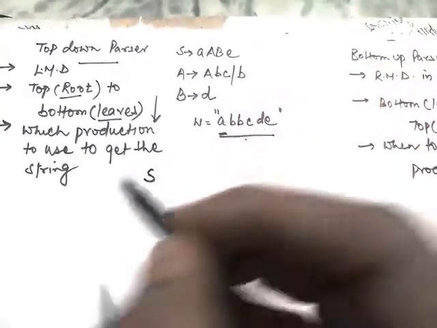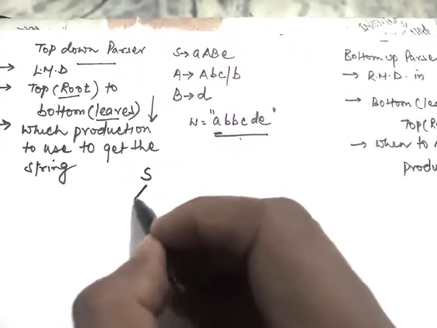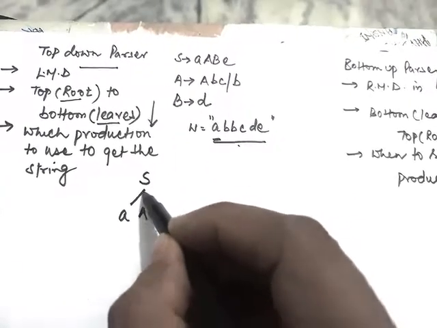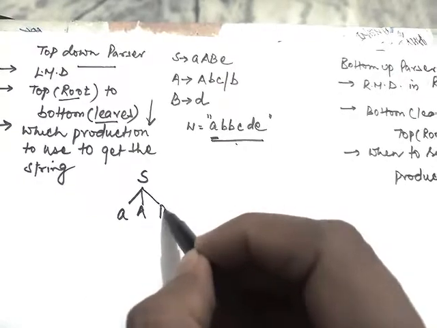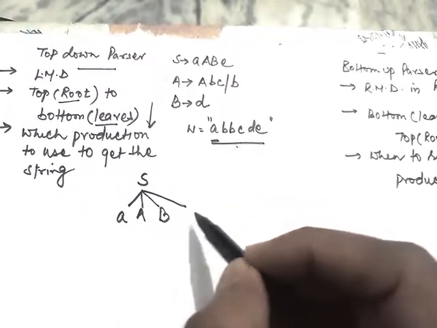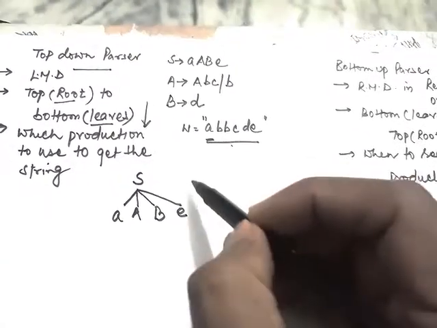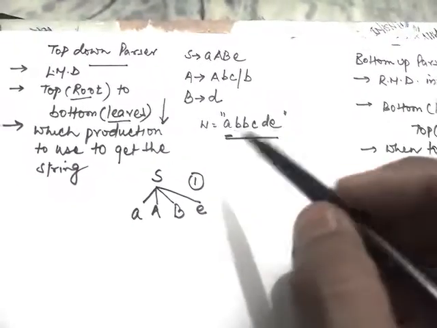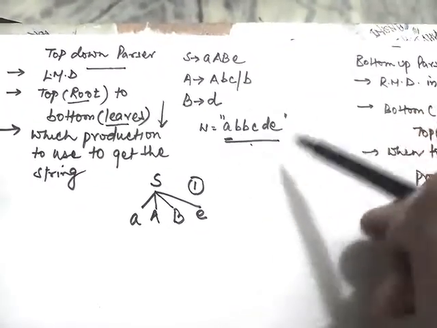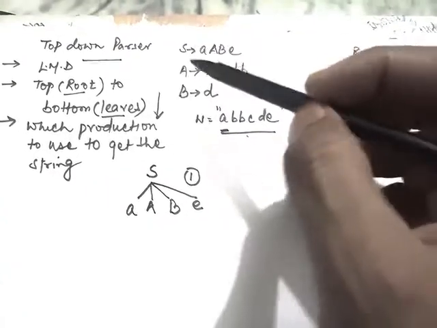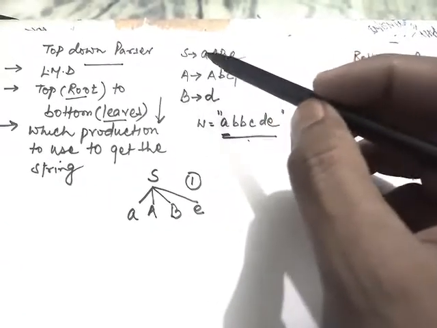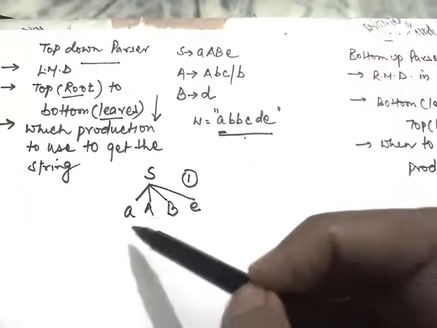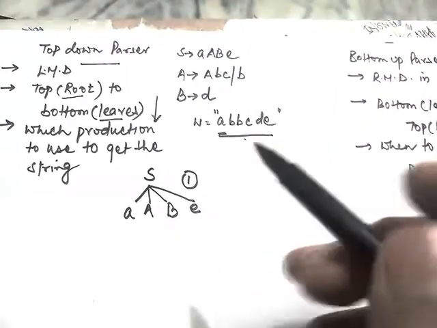So you have to start with S generate A, capital A, B, and E. So I'm using production number 1 at this level. We have to decide, to achieve this string, which production I should use. So I have chosen production number 1, S derive A, B, and E.